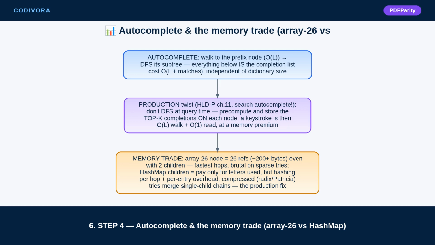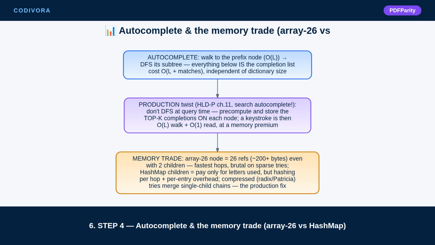Next, production twist, HLDPCH11, search autocomplete. Don't DFS at query time. Pre-compute and store the top K completions on each node. A keystroke is then OL, walk plus O of one read, at a memory premium.